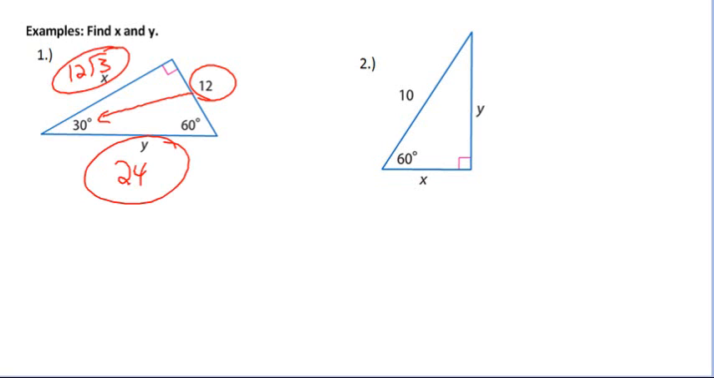Problem number 2, let's start by figuring out what we have. In this case, it looks like they're starting with the hypotenuse. Well, if the hypotenuse is 10, then the short leg is half of that, or 5. And if x is 5, the long leg is the square root of 3 times more than that. So y is 5 square root of 3.